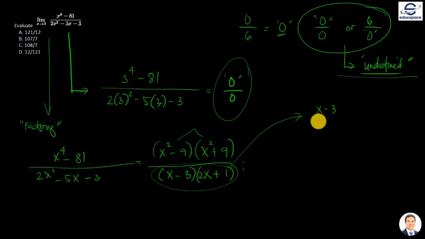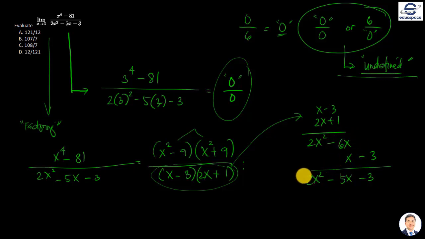So x minus 3, 2x plus 1. We have 2x squared minus 6x, and then here we have x minus 3. The result will be 2x squared minus 5x minus 3. That is, negative 6x plus x is negative 5x, which is the same as the original problem.